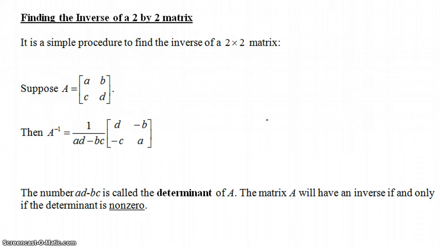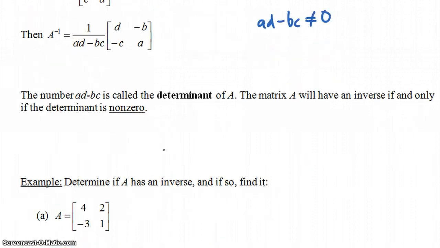Now the one thing you need is that you don't want ad minus bc to equal 0. Otherwise this won't be a constant, since 1 over 0 is not defined. That number ad minus bc is called the determinant of the matrix A. So a matrix is going to have an inverse if and only if that determinant is non-zero. A matrix will be invertible if the determinant is non-zero. And again, we're just looking at 2 by 2 matrices in this example.